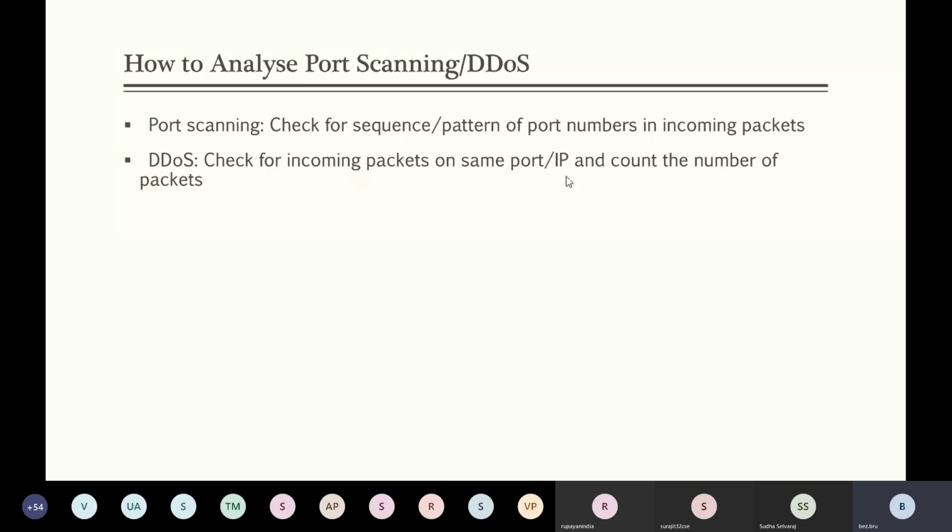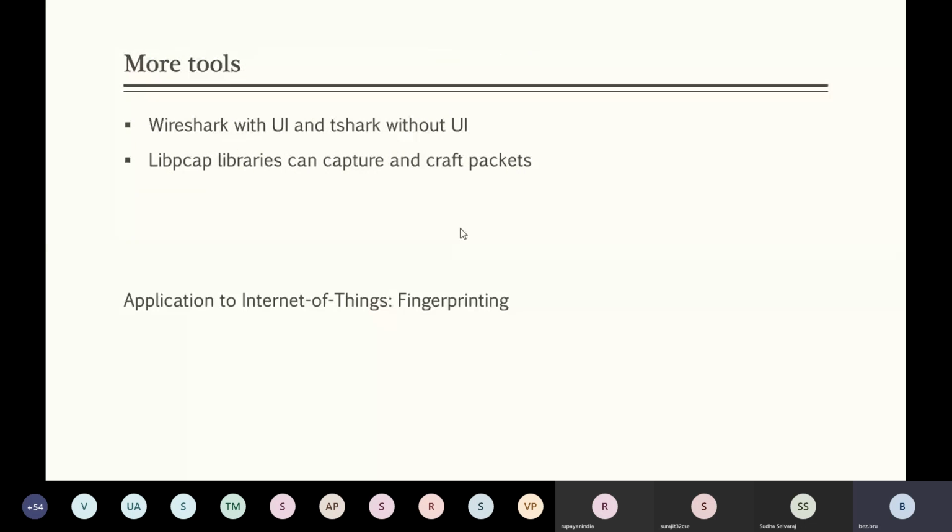For DDoS attacks, you can use flow or packet analysis too. You can check for incoming packets on the same port and IP and count the number of packets, right? I already talked about how DDoS attacks can be detected. Now, there are more tools you can try: Wireshark with the user interface, TShark without it, and libpcap.